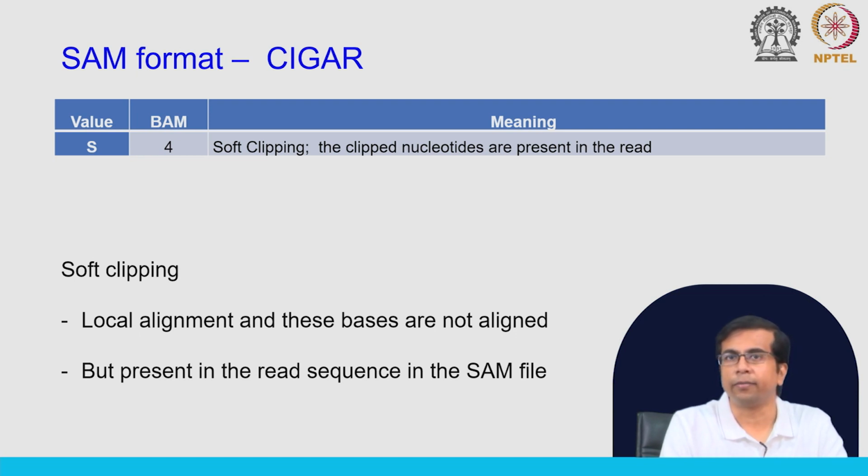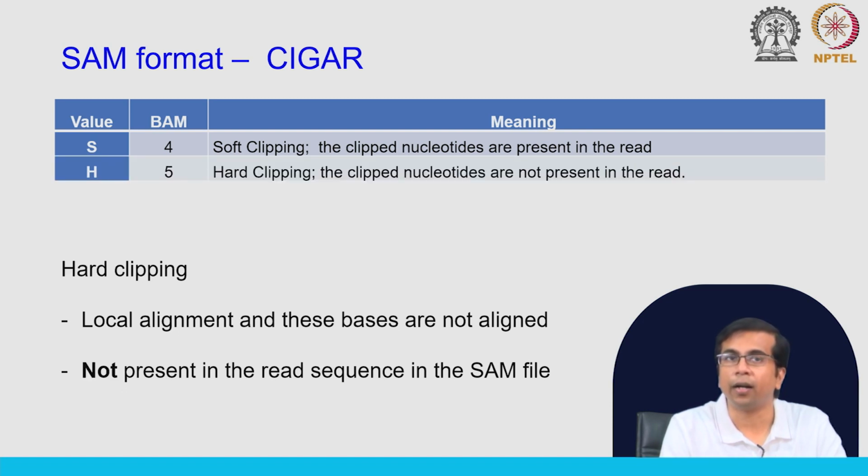Why do we worry about this? Because there is something called hard clipping, which is denoted by H. Again, this applies to local alignment and these bases are not used for alignment, but then these sequences are also removed from the read sequence that is shown in the SAM file.